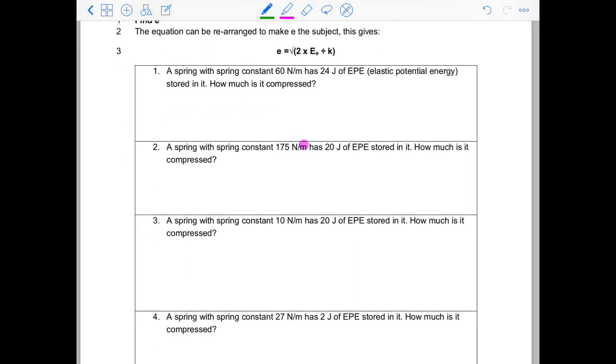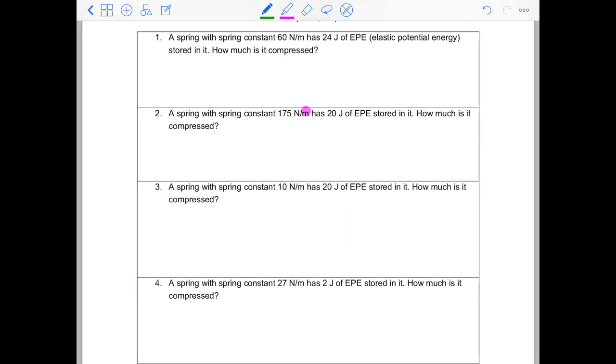So here are some more questions doing the exact same thing. So if you have a good handle on it, just give these questions a go. If not, we'll do the first one together and then watching for the rest. So we start the same way we do any other one. You highlight or you write down the things we know. So we have a spring constant of 60 newtons per meter. We have 24 joules of elastic potential energy.